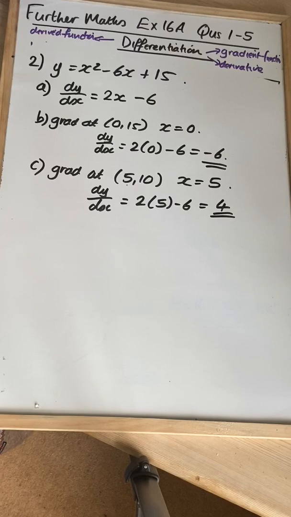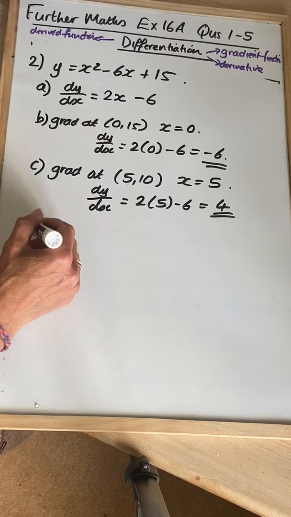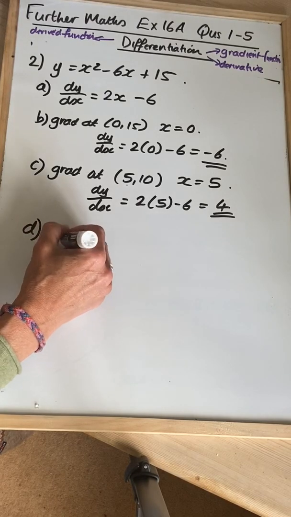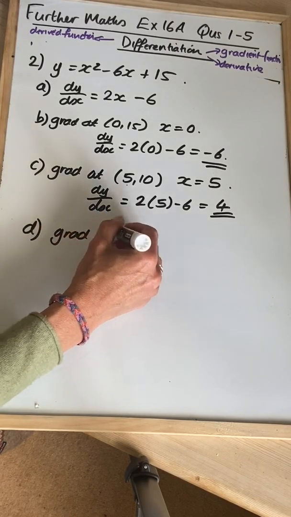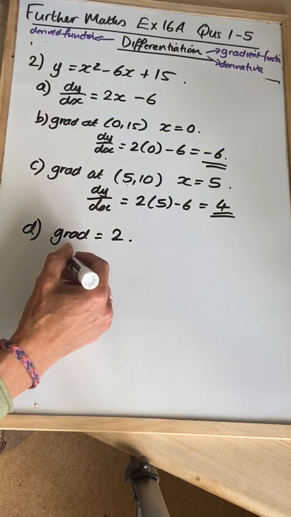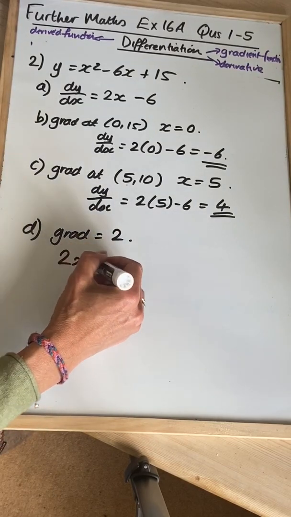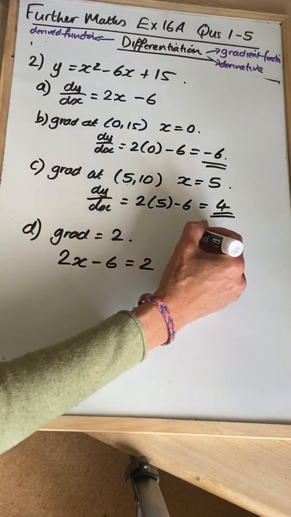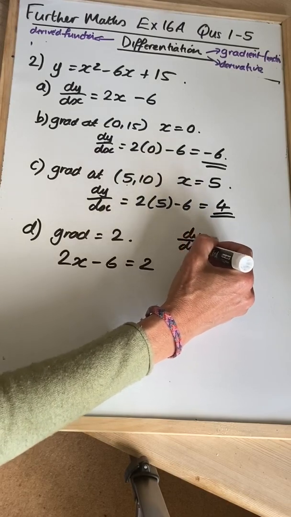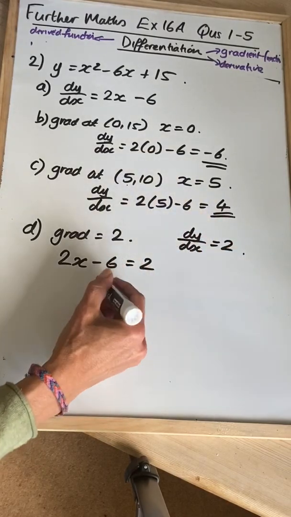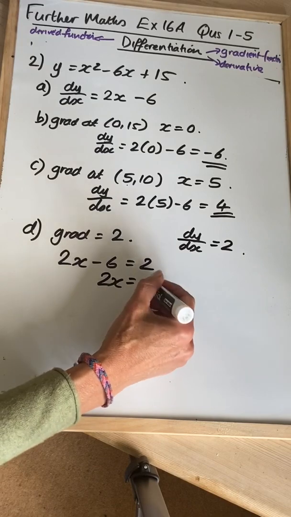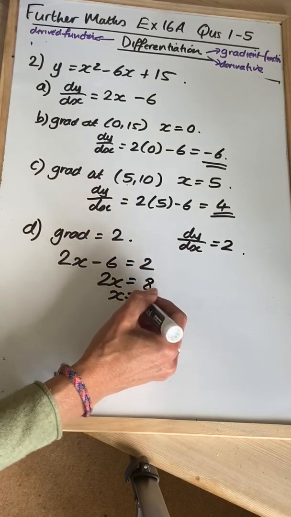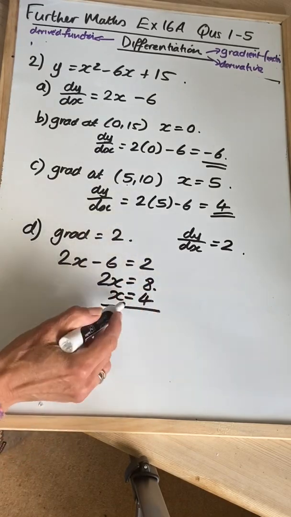Oh no, that was C. D, I'm on. Find the coordinates of the point where the gradient is 2. So we know that our gradient equals 2. We take our gradient function, 2x minus 6 equals 2. So what we're basically saying is dy by dx equals 2, and we just solve this. So 2x equals 8. x is therefore equal to 4.